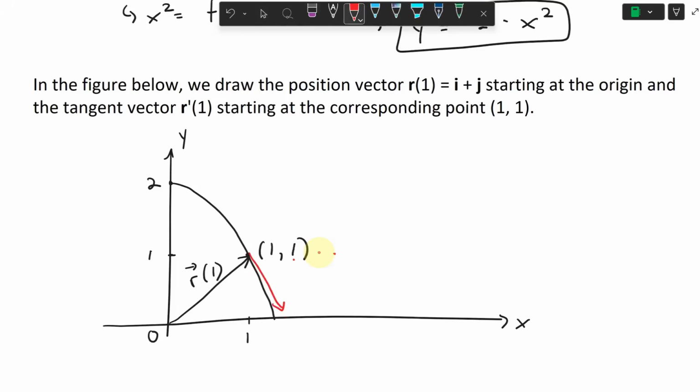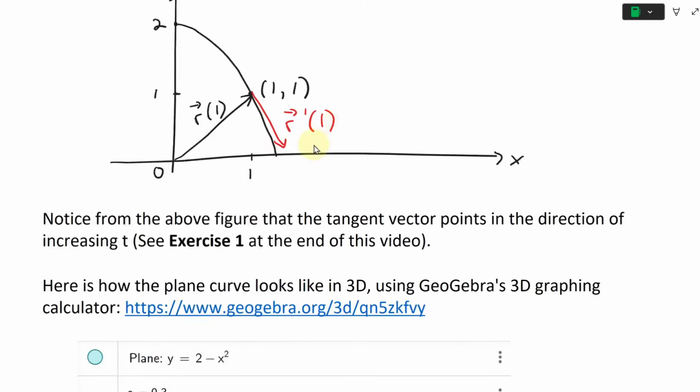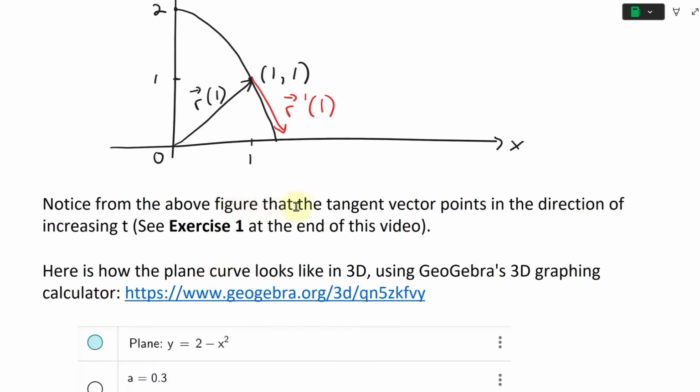It's going to be, again, there's the directions like that. And this is going to be markers, just for my own sake. This is going to be at r prime of 1. Like that.